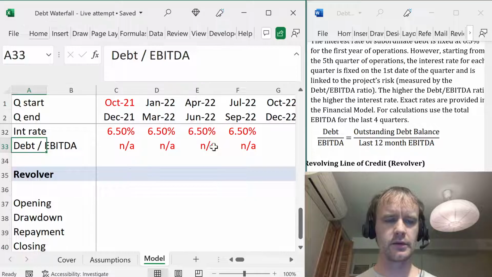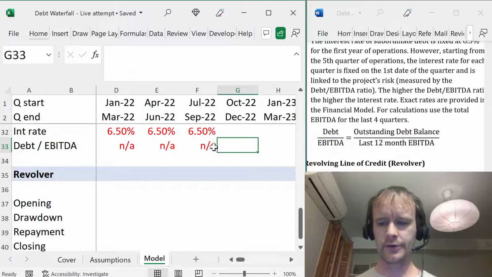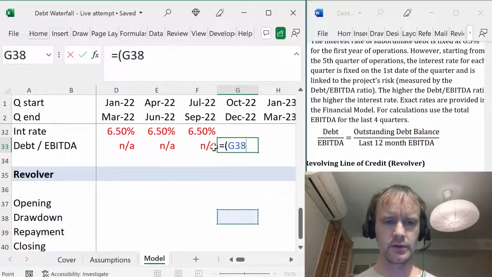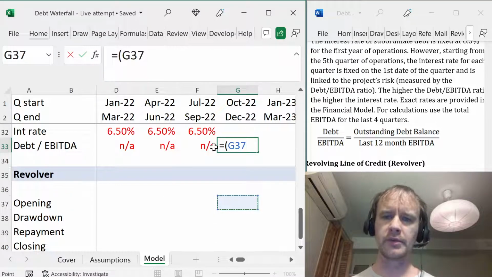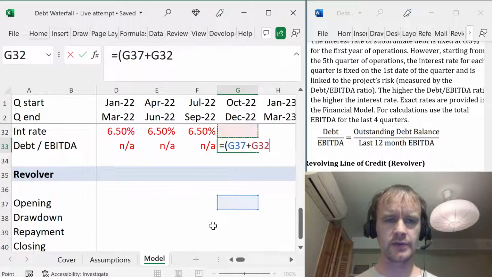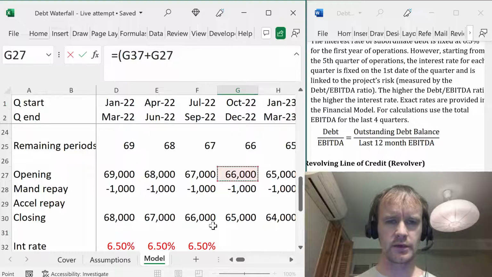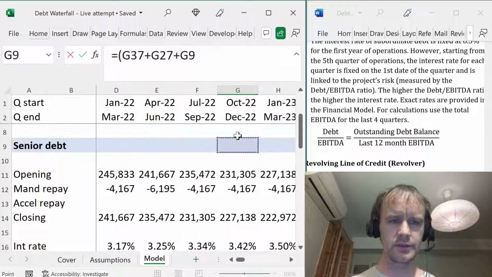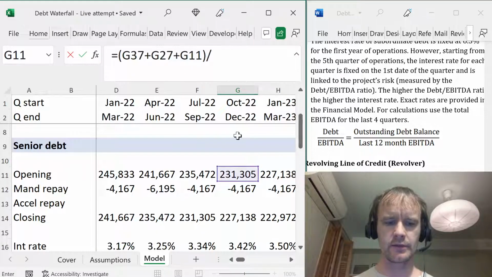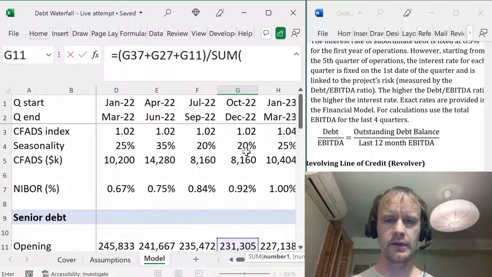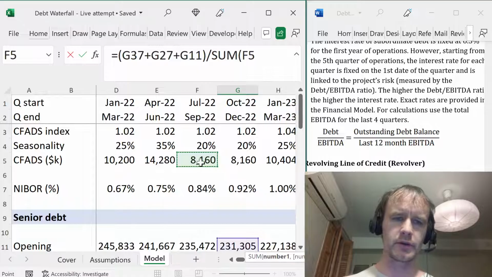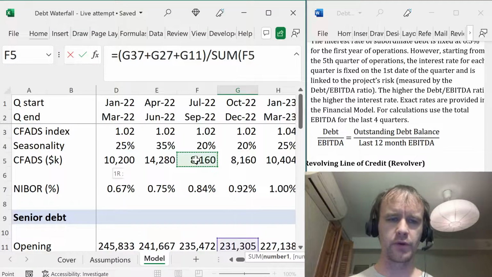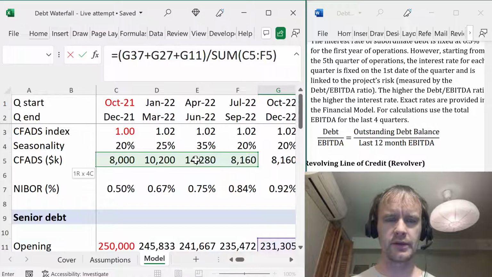So then our total debt, we look at the opening balance because we set the rate at the start of the quarter. So the opening balance of that plus the opening balance of the subordinated debt plus the opening balance of the senior debt, which is up here. So that's my 3 debts, and then I'm going to divide by the last 12 months EBITDA, which is CFADS. And again, I'm setting it at the start of the quarter, so I'm going to look not including this quarter, but starting from the one before. Gives me that.